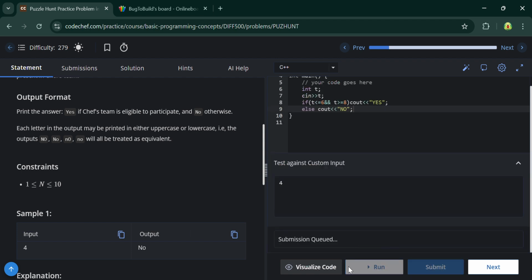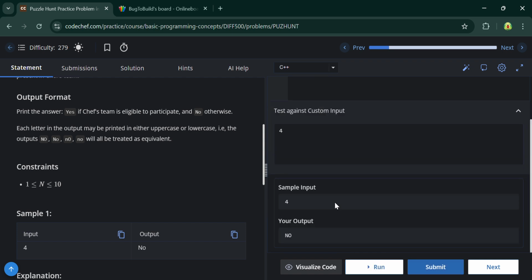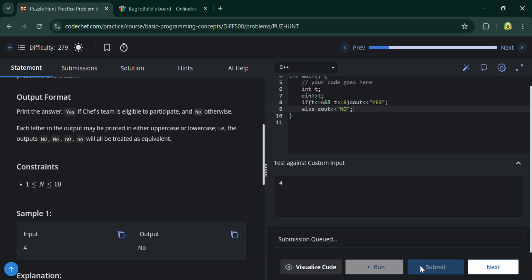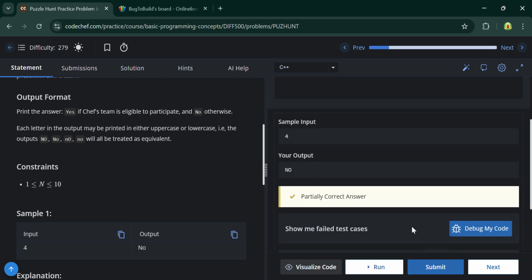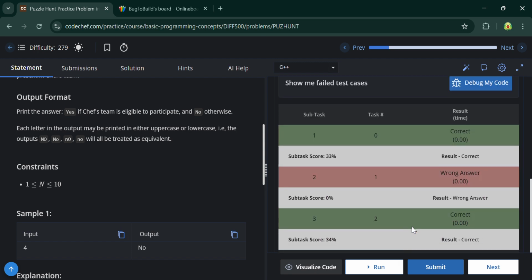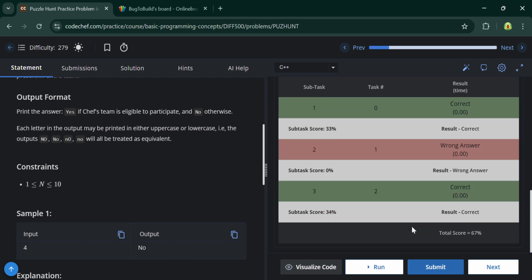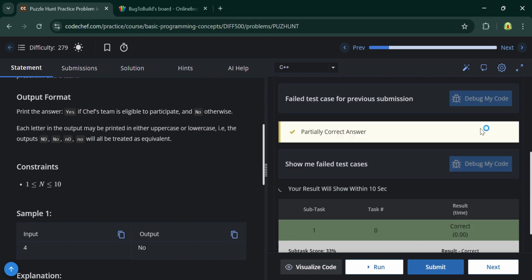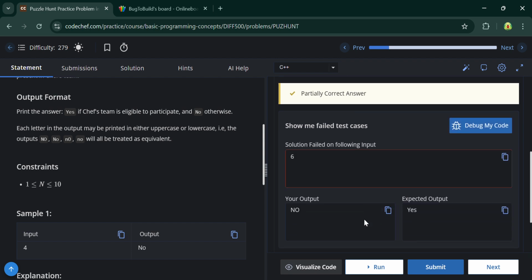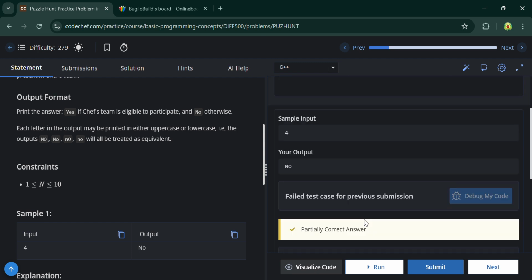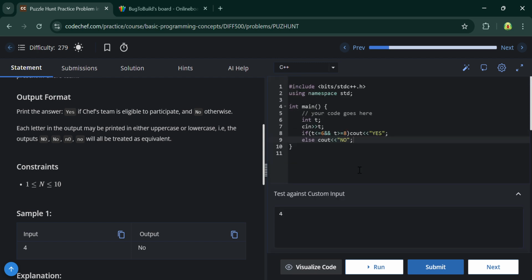So let's run this code. Let's submit this. Partially correct. Okay, 6 is not eligible. It must be less than 6.